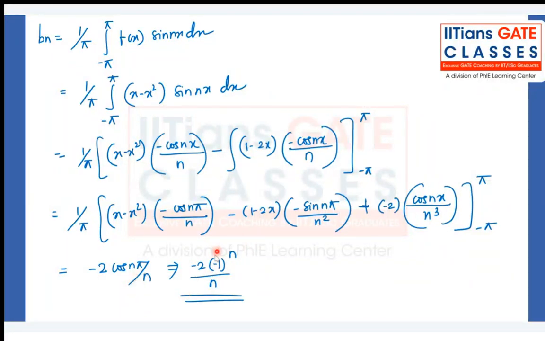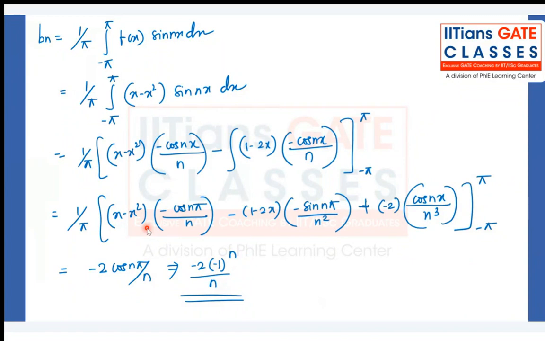So if bn is this, what is b1? b1 will be minus 2 into minus 1 divided by 1. b2 will be minus 2 into minus 1 square by 2. b3 will be minus 2 into minus 1 raised to the power 3 by 3, and so on. So this is how you'll calculate b1, b2, b3. In the previous slide, we got an, so using the same formula you will calculate a1, a2, a3, and then you'll put it into the series format.